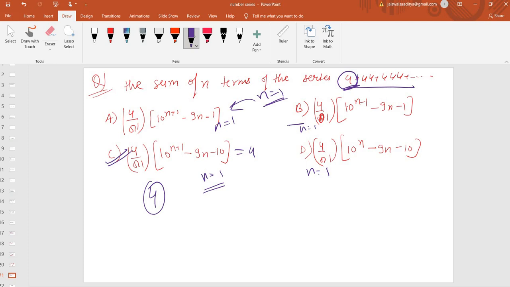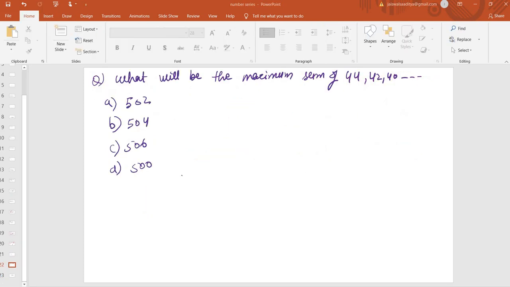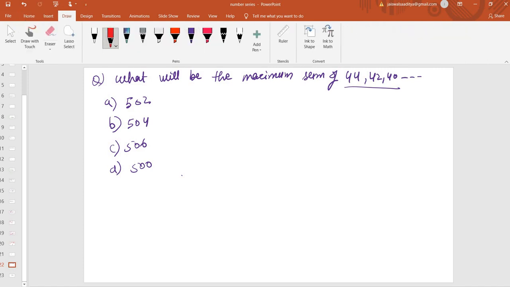So this is your number series. One last question I'm going to give you guys. What will be the maximum sum of 54, 42, 40, and so on? See, this is 44, minus 2, minus 2. The difference is 2. So if you reverse this series, it will come 0, 2, 4 until 44.